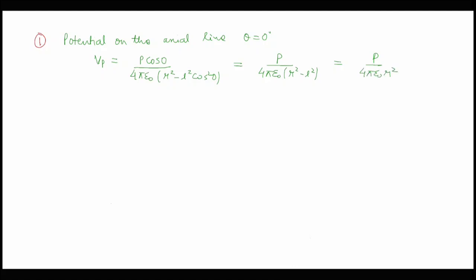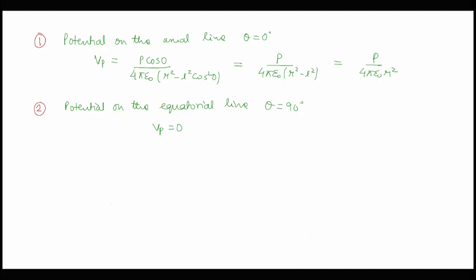The next case which we can take is on the equatorial line. The potential on the equatorial line will be taken when we consider that theta is equal to 90 degree. So if we take theta equal to 90 degree, the expression p cos 90 will become 0, and hence we say that Vp is equal to 0. So the equatorial line of the dipole is going to be the equipotential plane where the potential is equal to 0.